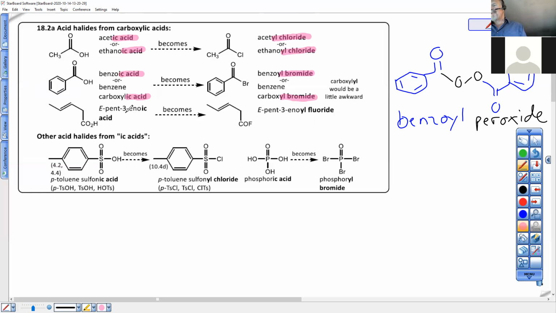And here we have E-pent-3-enoic acid. Follow the same rules. And you get E-pent-3-enoyl fluoride. Our old friend paratoluenesulfonic acid. There's TsCl, one of its short forms, PTSCl, if you want more information, or ClTs to have it backwards. And it follows the same rule. The ic acid is now an acid halide, so it's a yl chloride. And phosphoric acid can be made into phosphoryl bromide. Some chemists will say phosphoryl tribromide. There's nothing wrong with that whatsoever.